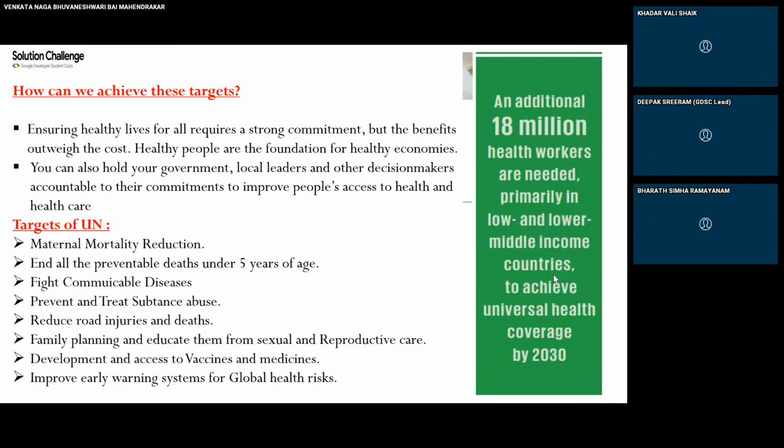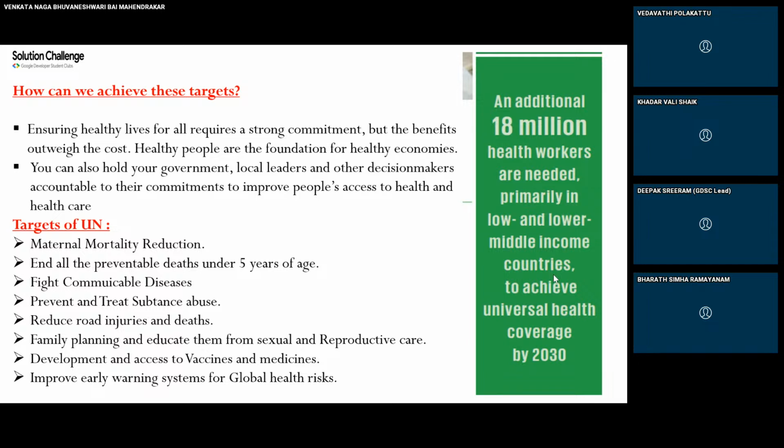The United Nations has given us many targets. Before that, we'll discuss how we can achieve these targets. So we are in the club, and we need to develop an application. Ensuring healthy lives for all requires a strong commitment, but the benefits outweigh the cost. It's simple: we need to tell people not to blindly believe RMP doctors, etc. So we should give them awareness even in the urban areas, even in the rural areas. As a student community, we should form a team and go to rural areas to give awareness about health and how we can achieve good health, what food items we need to take and everything.